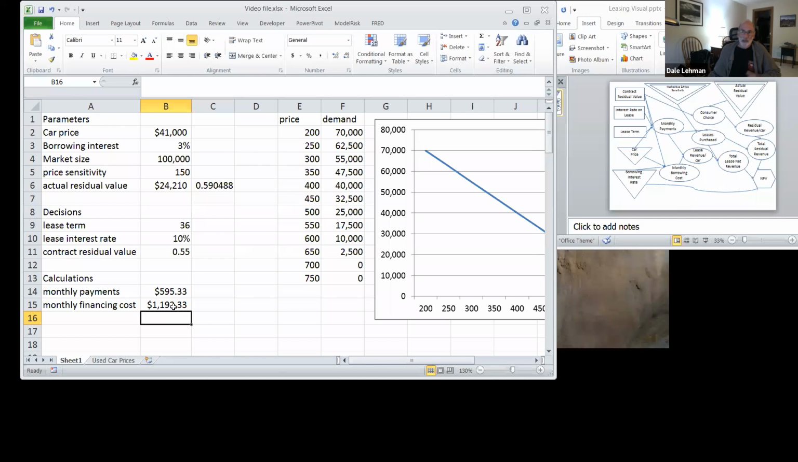And as you can see, the monthly financing cost is higher than the monthly payments. We don't make money during that 3 years. In other words, if the car didn't either come back or we didn't get any money for it, this would be a losing business, because we have a car that's going to last quite a while and is worth quite a bit after 3 years, $24,000. And there's no way you make money just during the 3 years of lease payments. So there's a monthly financing cost.